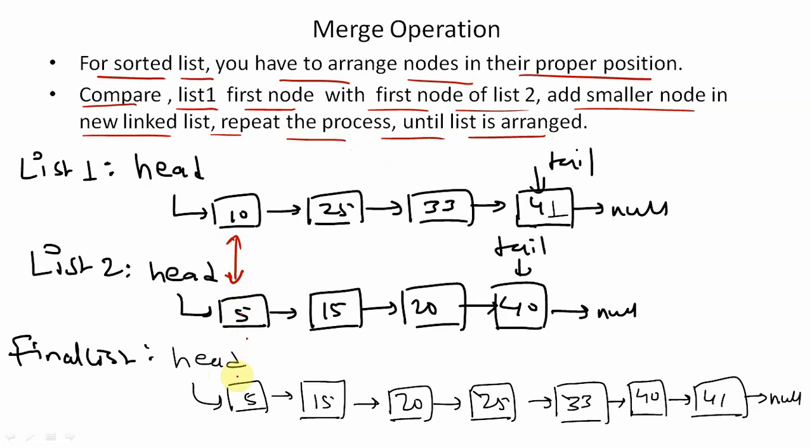We will run the process until one of the linked lists reaches the end, then the other list will be added at the end of the new list. So in this way we will merge two sorted lists.